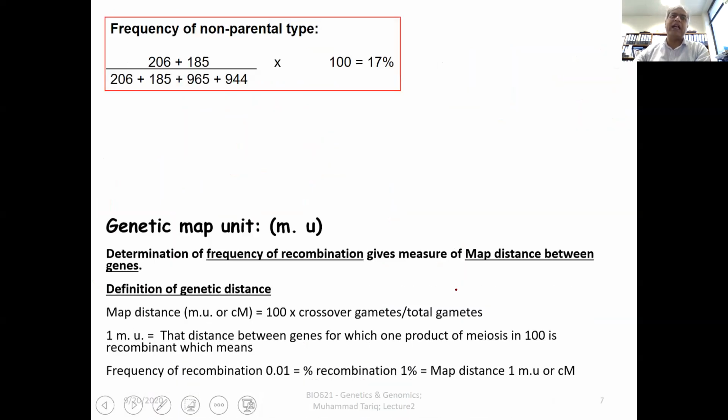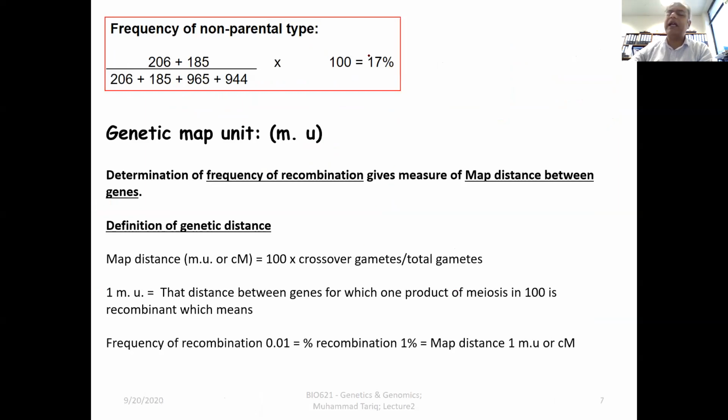And based on that, what Morgan's lab proposed, which we calculated last time, is that this percentage of new combinations, which today we know as recombinants, actually refers to the physical distance between two genes.